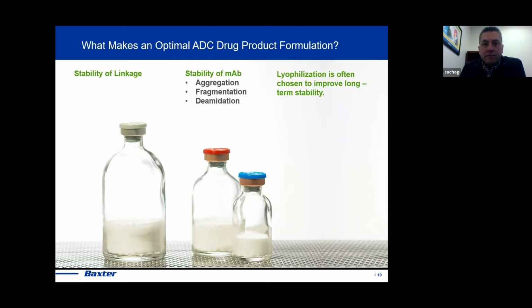The current linkers that have very good stability, we can work with as a category 3 compound in our laboratory, still taking appropriate precautions, just like we do with any other chemical, but we don't have to work with them only in an isolator. We want the monoclonal antibody to be stable. So throughout our studies, we're looking at potential for aggregation, fragmentation, or deamidation. The way to improve this long-term stability is often through lyophilization.